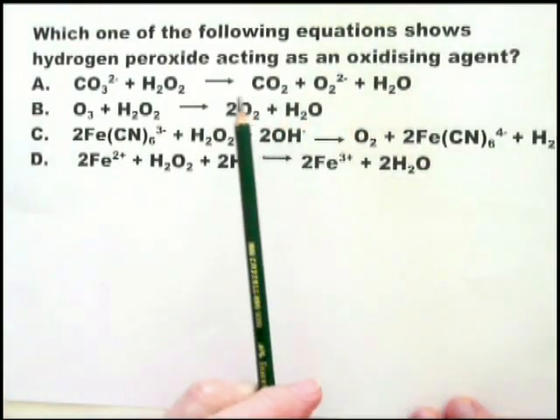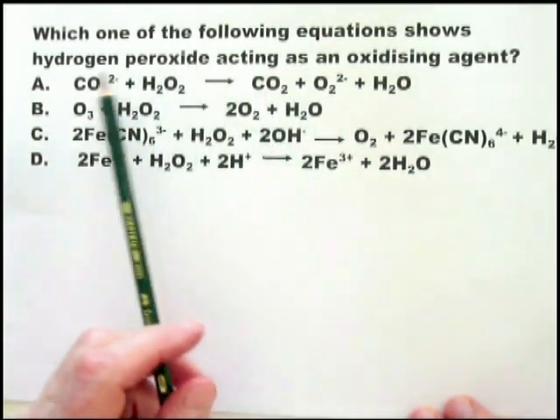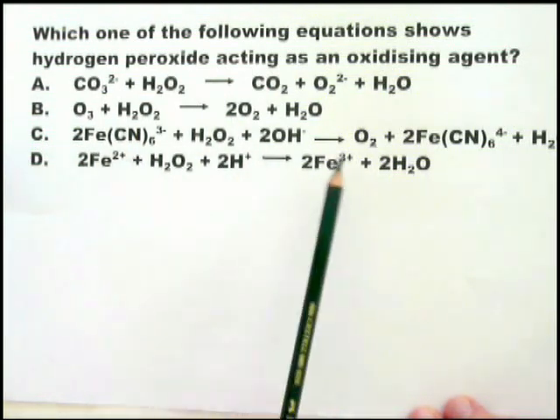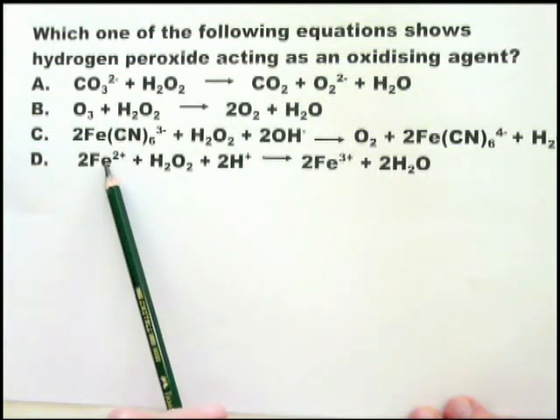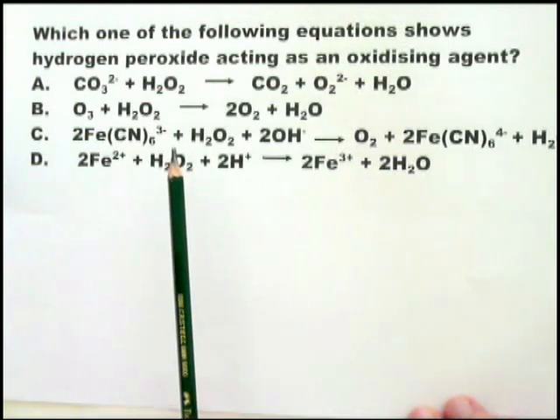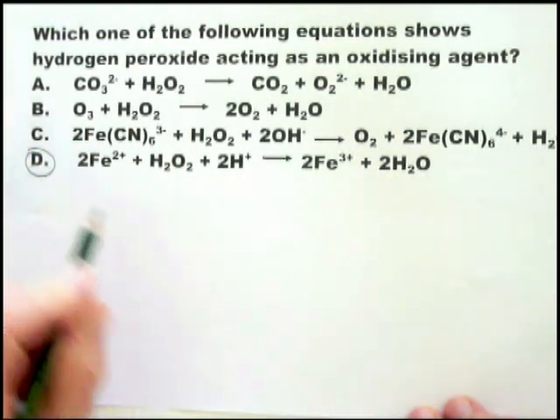Okay, we're asked to see in which equation does hydrogen peroxide act as an oxidizing agent. And when I look through these, I see this one. Fe2+ goes to Fe3+. Fe2+ is therefore being oxidized to Fe3+. Therefore, the H2O2 is acting as an oxidizing agent without even bothering with the others.